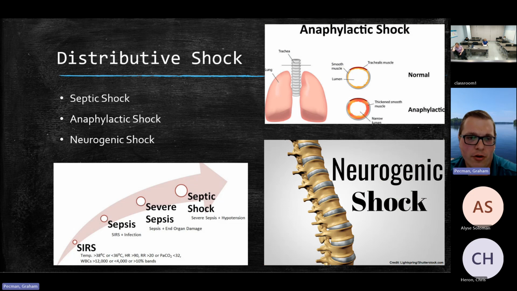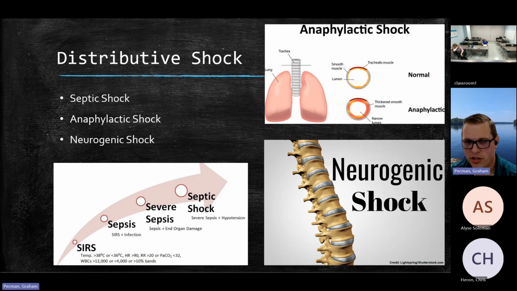So this large category of distributive shock is by far the most common type of shock. It includes septic shock, anaphylaxis, and neurogenic shock. In the most general sense, these types of shock are causing a widespread global vasodilation that causes a relative drop in intravascular fluid volume, just because your blood vessels are getting much larger. It also increases vascular permeability globally, throughout the body, which causes a lot of neurological, pulmonary, and GI symptoms in the case of anaphylaxis.